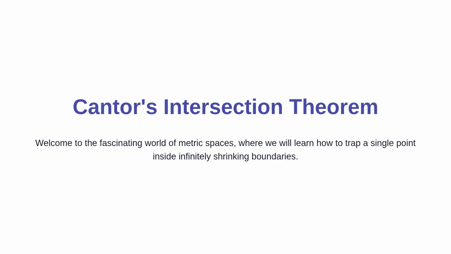First, it narrows the search to a country, then a state, a city, a neighborhood, and finally a tiny box. If you keep shrinking this search area, you will eventually pinpoint exactly one unique spot. This intuitive idea is exactly what Cantor's theorem proves mathematically. Let us dive in and see how it works.